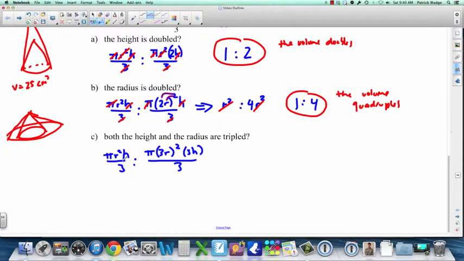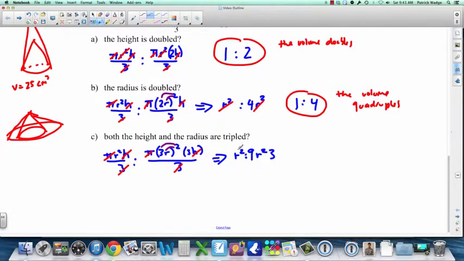Okay, time to do our canceling. We can cancel the pi's, divide by pi. We can cancel the h, divide both by h. You can cancel the 3's, multiply by 3. Let's see what we have left when we do that. On this side, we still have an r squared. On this side, we need to do our spreading the love. And we will get 3 squared, which is 9, and then r squared, and then we still have a 3 here.